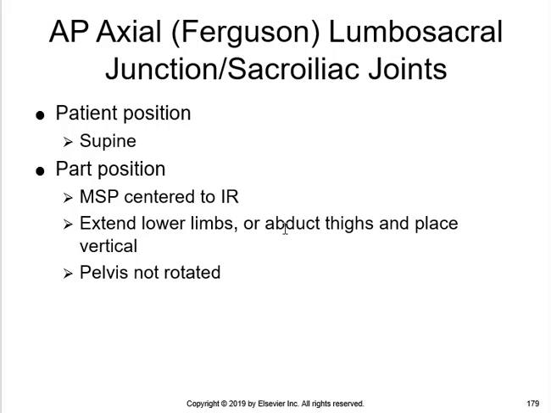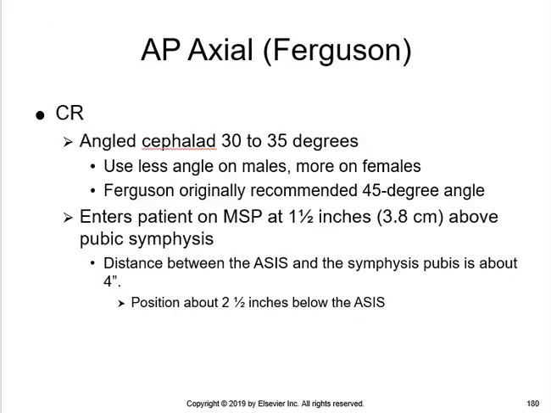Extend the lower limbs in this case, though, or abduct the thighs and place them vertically, because we're going to utilize the central ray angulation. The legs may get in the way. We want to make sure the pelvis is not rotated. Your angulation is going to be 30 to 35 degrees cephalic. You're going to need less of an angulation on males and more on females because of the construction of the pelvis. So Ferguson originally recommended 45-degree angulation, but they backed that down to 30 to 35 degrees. Your central ray is going to enter the patient at the mid-sagittal plane about 1.5 inches above the symphysis pubis.